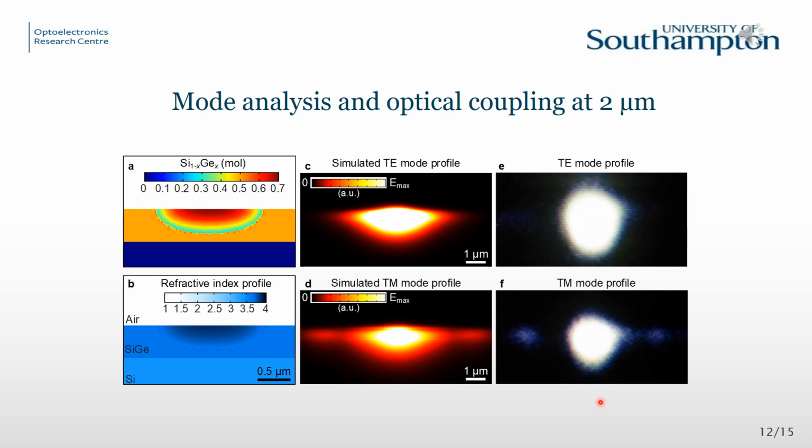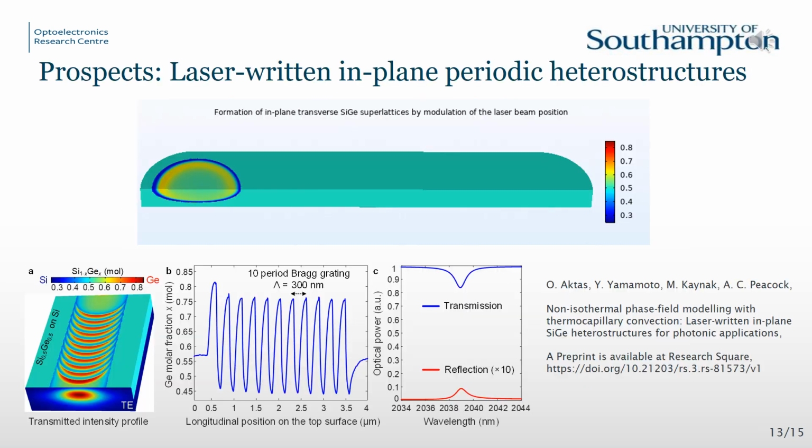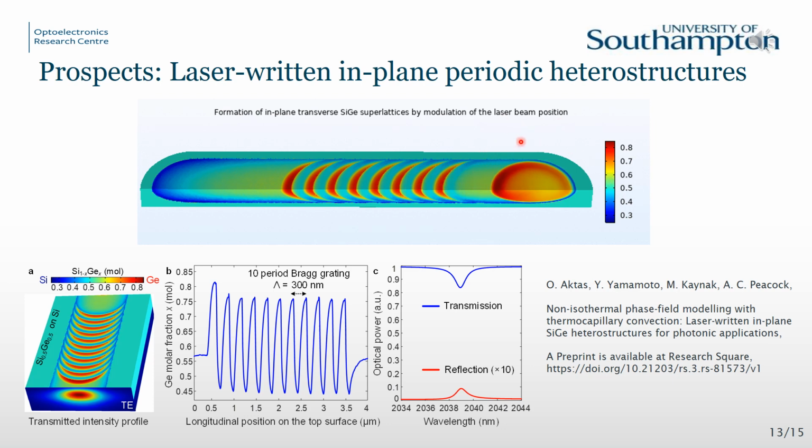This observation confirms our assumption that residual tensile strains increase the refractive index in the laser processed regions to allow for optical guiding. The TM polarized mode was found to be lossy for this thickness. However, more confinement can be provided for the TM polarized mode to achieve optical guiding at much longer wavelengths by using thicker silicon germanium films and higher optical powers. As a future work, we will investigate formation of in-plane transverse silicon germanium superlattices within waveguides by modulation of the laser power or beam position during laser processing.